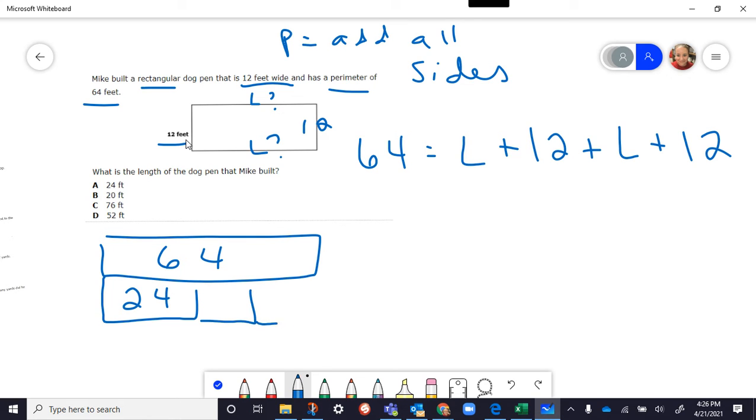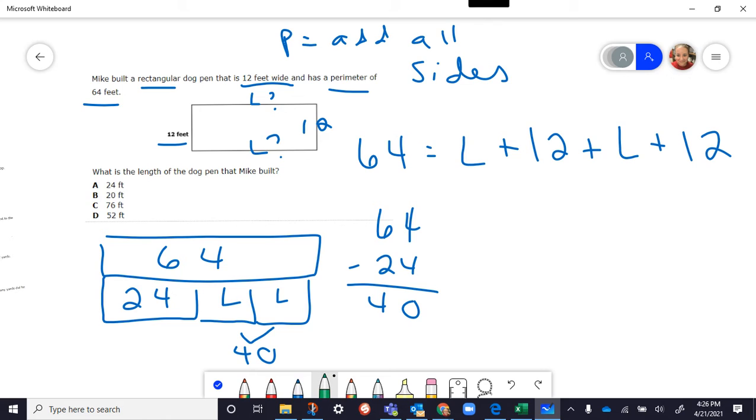The thing that I'm missing is the lengths. So if I take my whole 64 and I subtract 24, the part that I know, I'm left with 40. So this right here has to add up to 40. They have to be the same because they are these lines that are right here, and these lines are the same length. So you take 40 and you split it in half and you get 20.